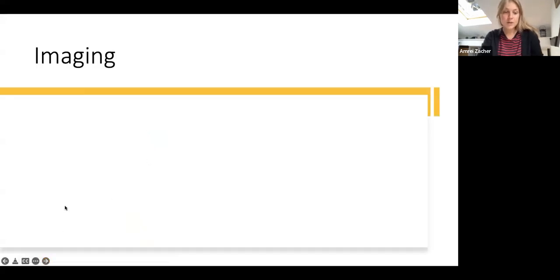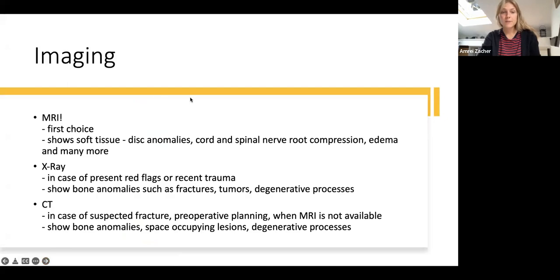Okay, so we go to imaging. The first choice for spinal imaging is always an MRI, and that is because it shows soft tissue very well. So you can see disc anomalies, you can see cord and spinal nerve root compression, you can see edema, and many more.